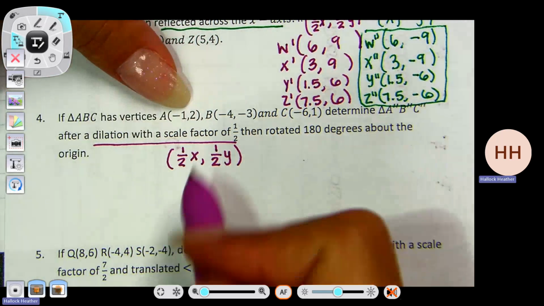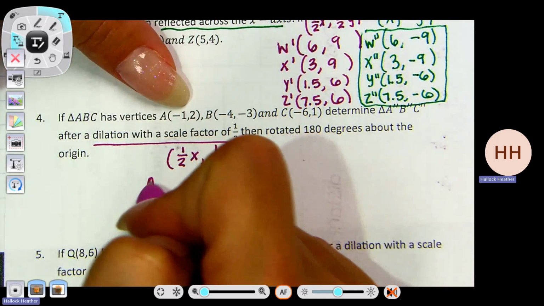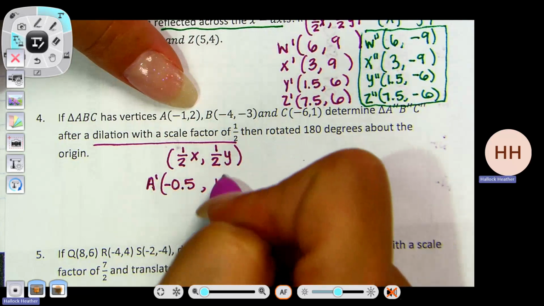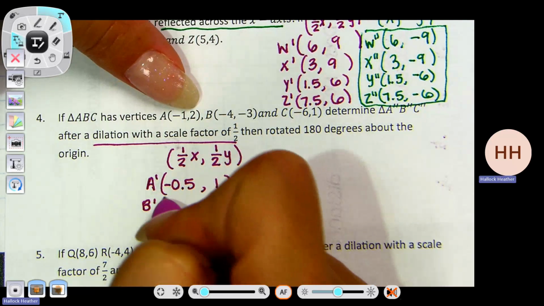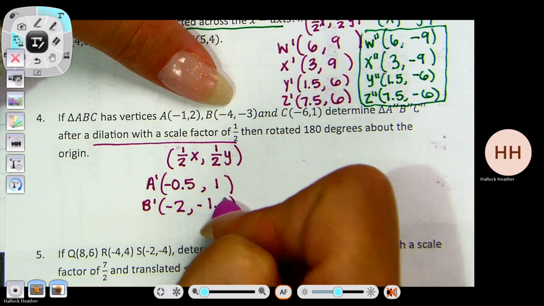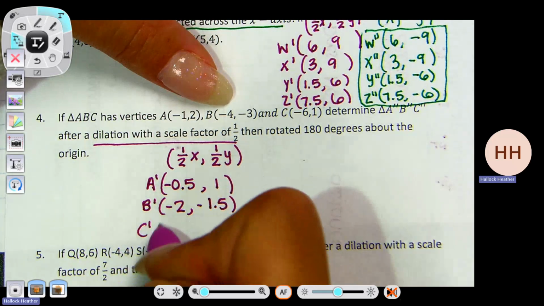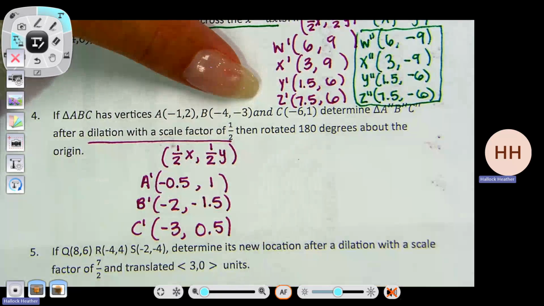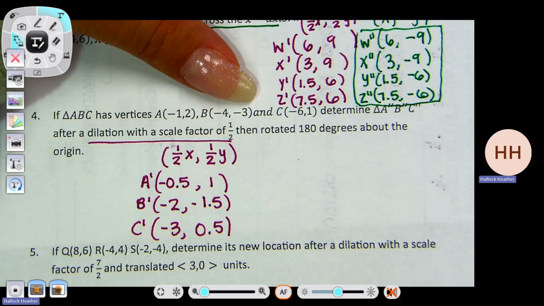Okay, A was -1, 2. What's A prime? Perfect. B prime. Good. And then C prime. -3, 0. Perfect. So that's the first thing. We dilated by 1/2, so I basically multiply everything by 1/2. 1/2 is easy to think about in your brain. You're really just dividing by 2. But all the other ones, you use the fraction button, okay?